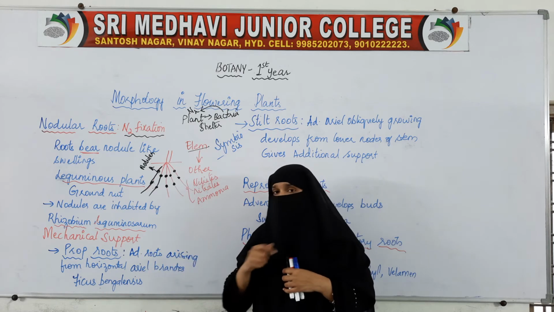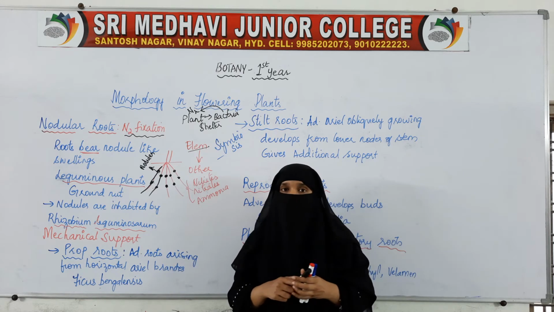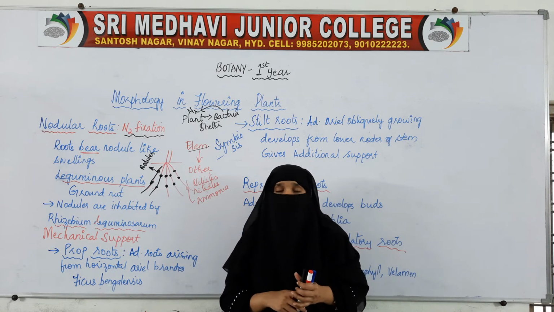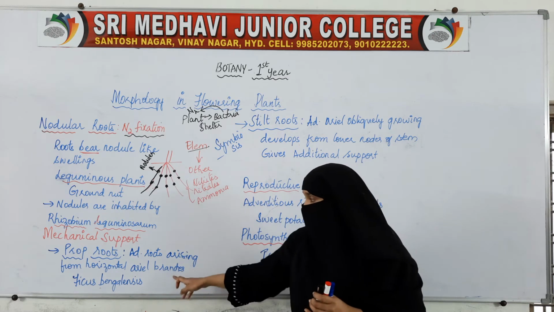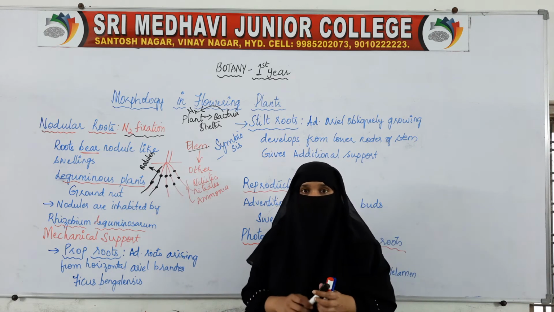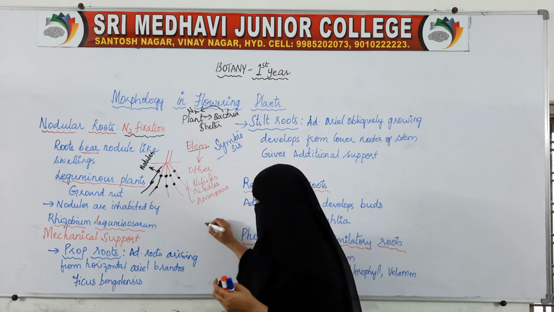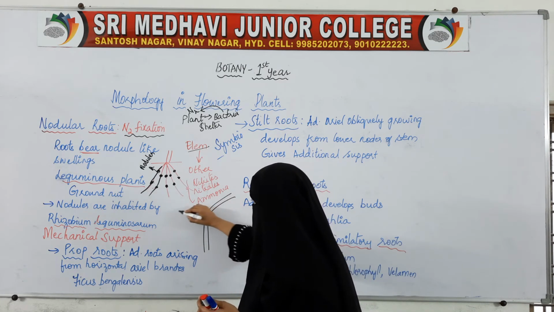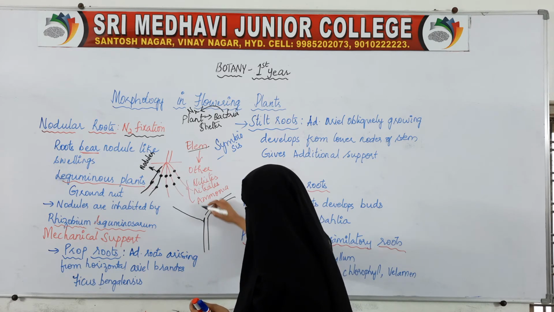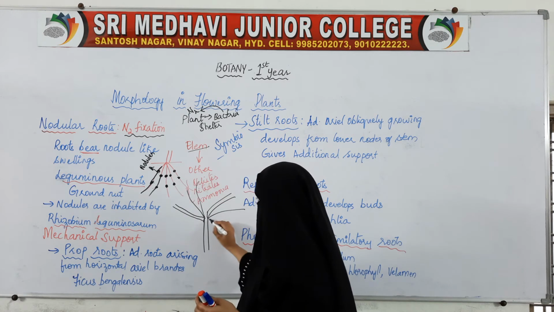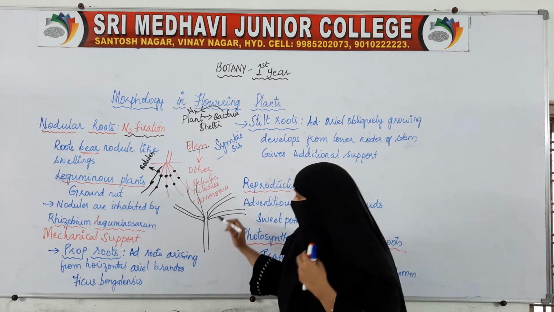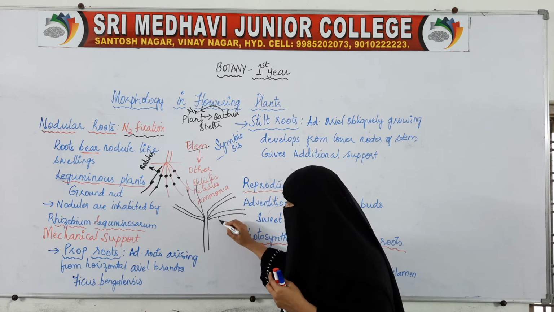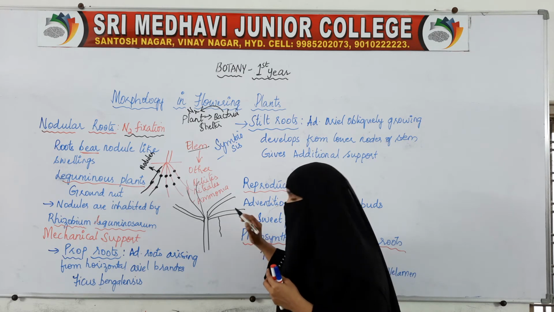So now the first type, here we have prop roots. All of you might have seen the banyan tree. Here, if this is the tree, it will be having branches. The tree will have horizontal branches. Now from the branches will arise structures.